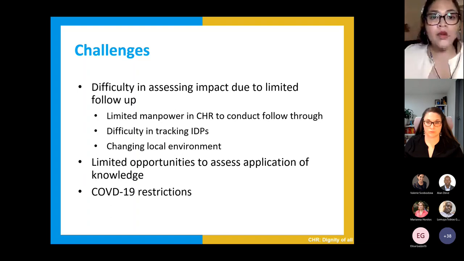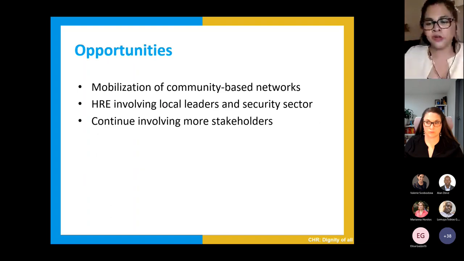And opportunities, however, there are still some opportunities that we bank on. So, for example, the community-based networks are very important aspects of our community organizing in relation to IDP monitoring. Because of these community-based networks, even if the commission is not capable of always returning to the areas, the community-based networks help in ensuring that IDP rights are still upheld in situations of displacement.